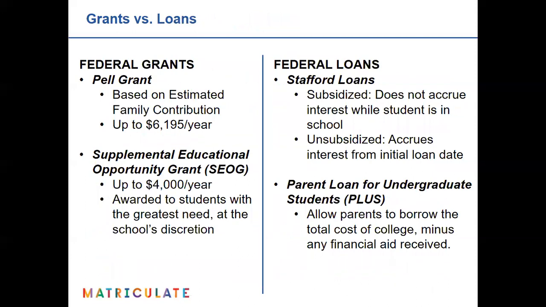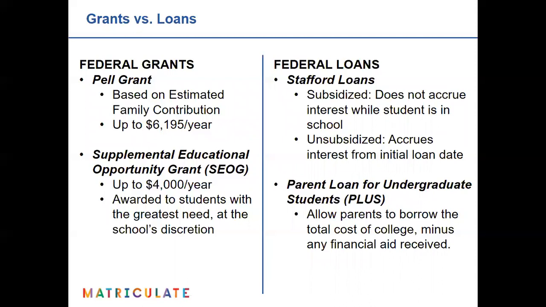So by filling out the FAFSA, students then become eligible for a variety of federal funds. First and foremost, the most popular one that students, and you, have probably heard about, is the federal Pell Grant. The Pell Grant is awarded based on estimated family contributions, so solely on financial need, and this can go up to close to $6,195 a year. So if you have a student that gets an EFC of 0, they would be eligible for this maximum amount for the Pell Grant.